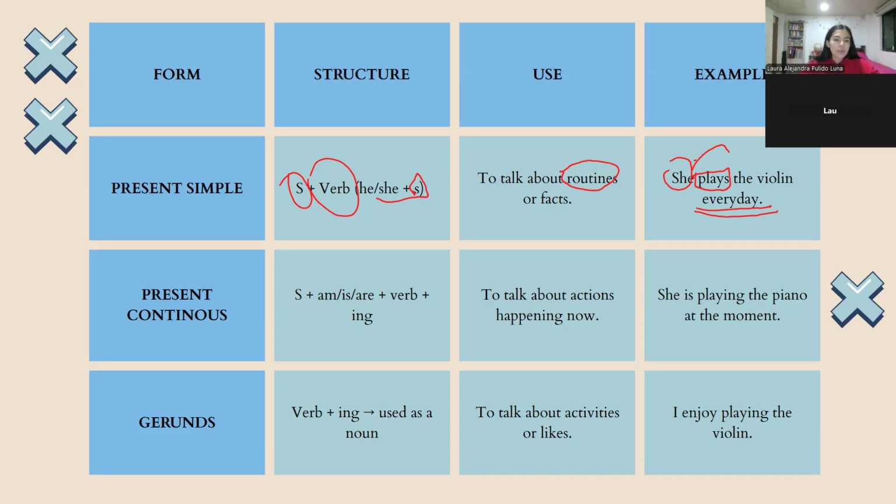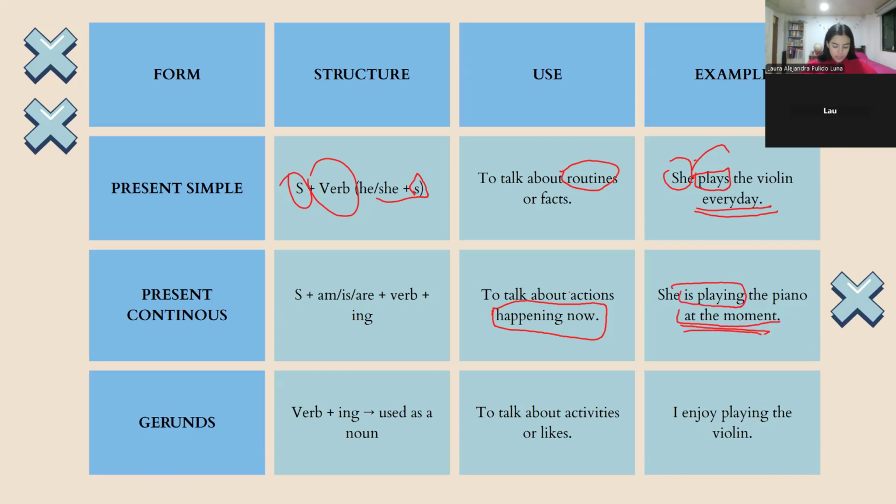Now, the present continuous. The present continuous is to talk about actions that are happening right now. For example, I am recording a video. I am teaching. I am talking. I am listening. I am breathing. So it is something happening right now, okay? Not yesterday, not tomorrow, not every Wednesday. Today, right now. For example, she is playing the piano at the moment. En el momento, at the moment.